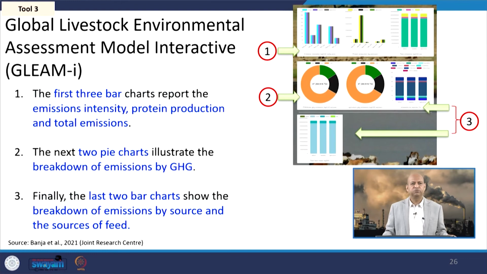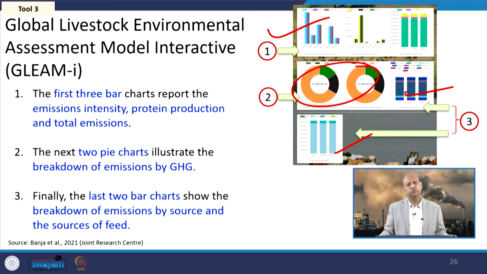Well, you can see the working of this. The first 3 bar charts report the emission inventory, protein production and total emissions. In the next 2 pie charts, they illustrate the breakdown of emissions by greenhouse gas. Then finally, you can see these 2 bar diagrams, they show the breakdown of emissions by source and sources of the feed. So, different ways of results, you can calculate per feed, per cattle, all those kinds of things.